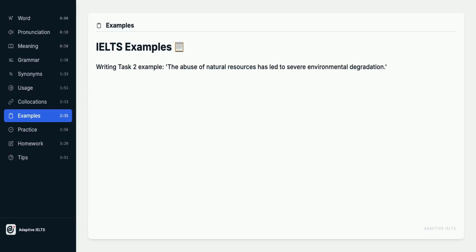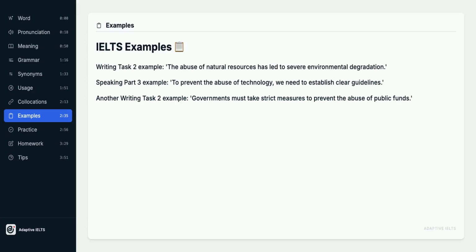Writing Task 2 example: The abuse of natural resources has led to severe environmental degradation. Speaking Part 3 example: To prevent the abuse of technology, we need to establish clear guidelines. Another Writing Task 2 example: Governments must take strict measures to prevent the abuse of public funds.